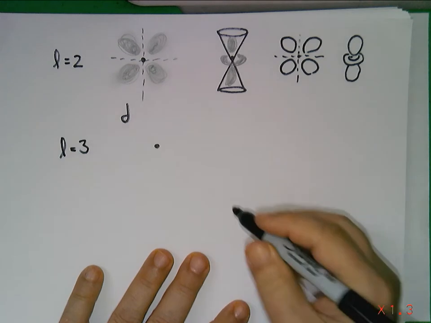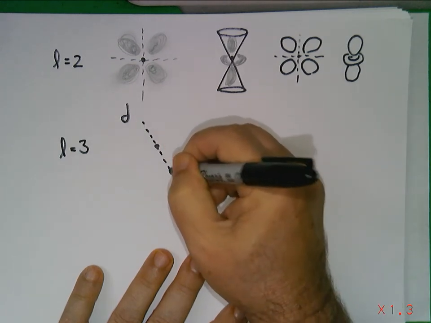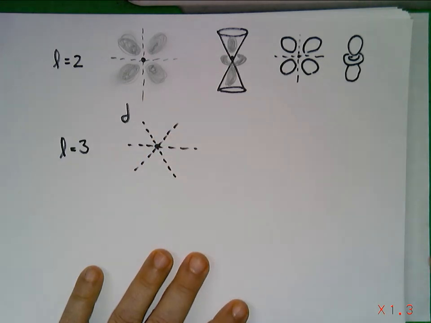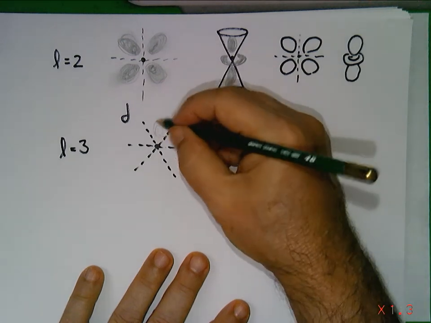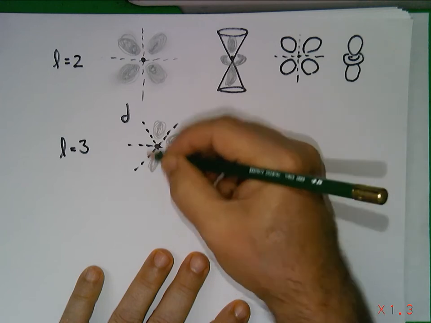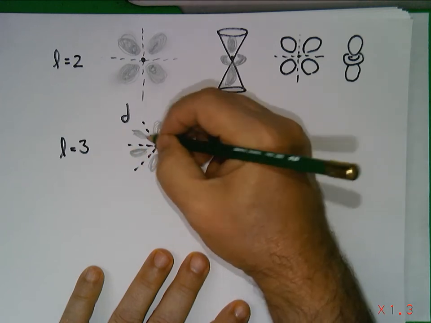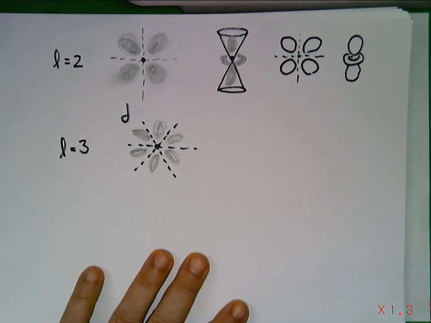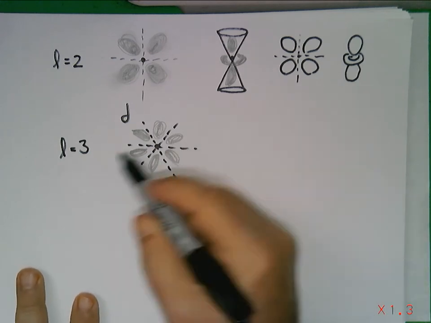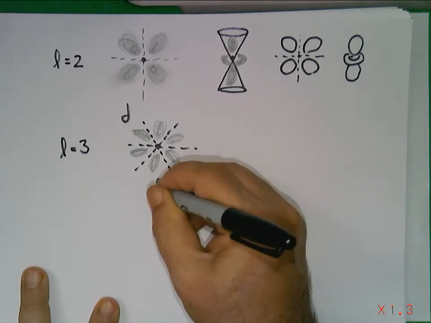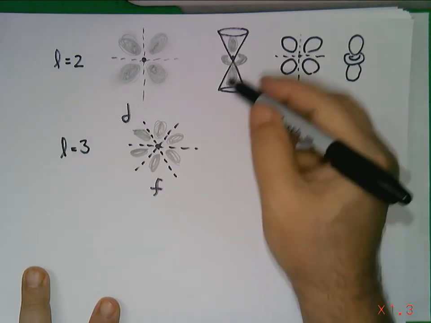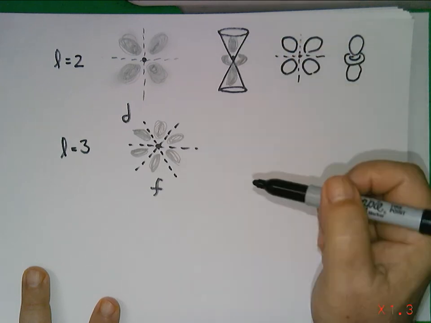Here's the nucleus. Suppose I do 3 planar cuts. So I did 3 cuts through the nucleus. I'm going to get a cloud here, a cloud here, a cloud here, a cloud here, a cloud here, and a cloud here. That is one way to do it. That is one orbital that looks like L equals 3. This is called an F orbital. It's got 3 cuts.